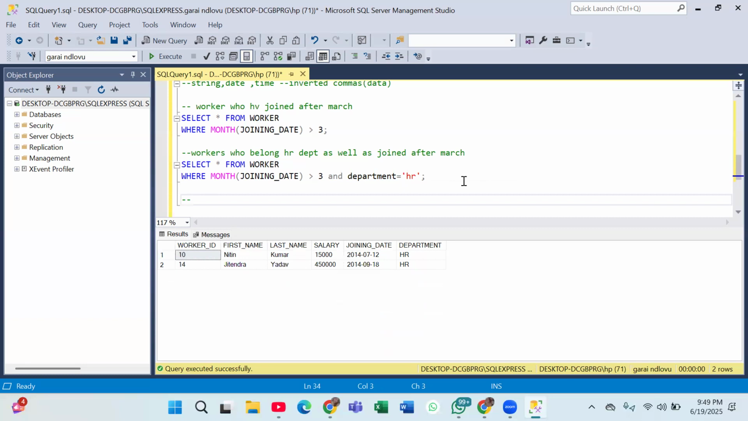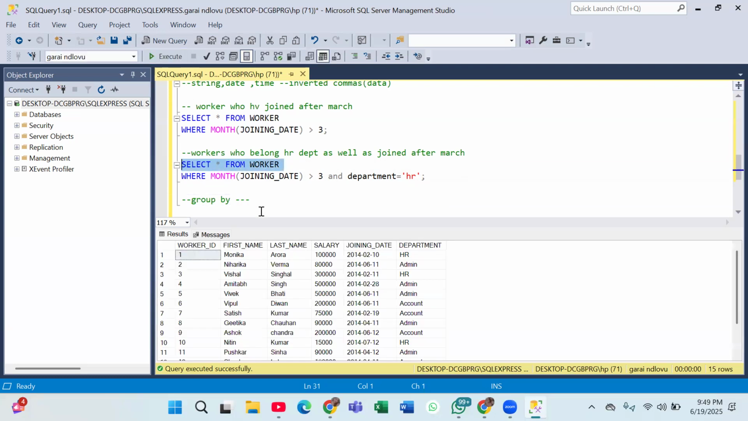Good, good. Now we will move towards group by. What do you mean by group by in English? What do you think what group by will do according to you? Like what you guys think what group by will do according to you by the name itself? Group similar data together. Very good. Yes. It will group similar data together.